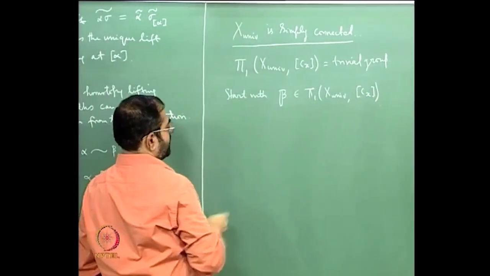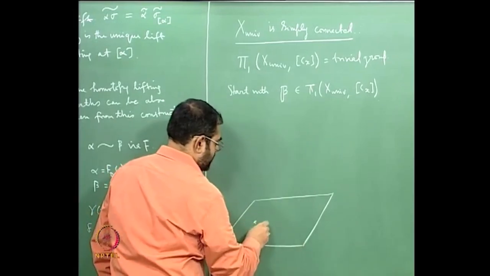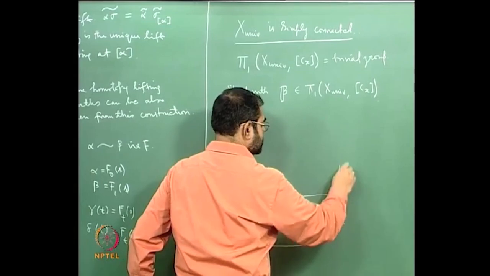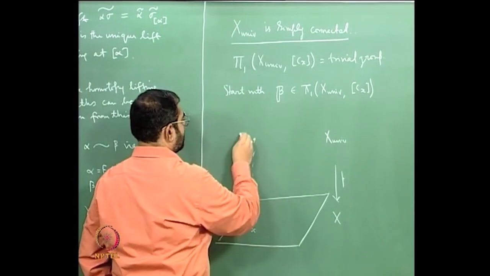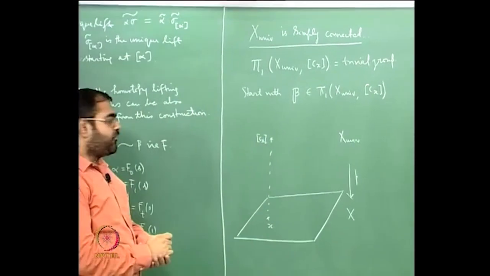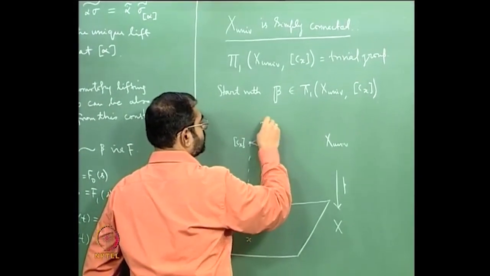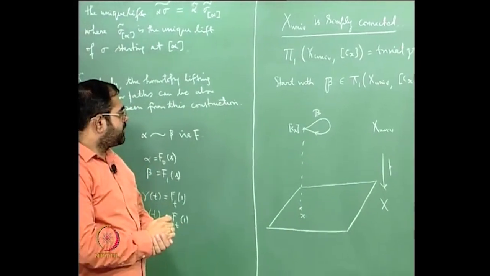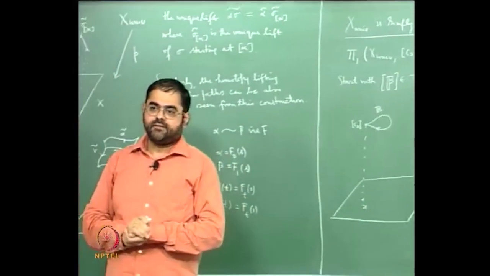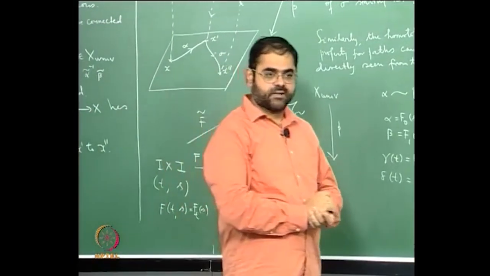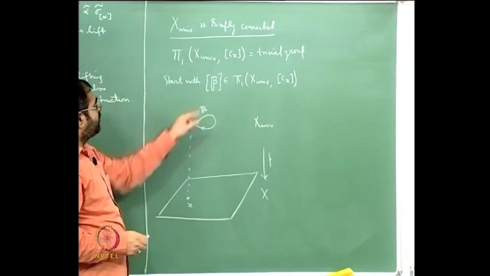So let me draw a diagram again. I have this situation. So here is x in capital X. This is X sub univ, and over the point x in the fiber I have c_x, and what I've done is I have taken a path beta above. Of course I should take, in principle, the homotopy class, because the elements of the fundamental group are FEP homotopy classes. So I'll have to show that this beta is homotopic to the constant path c_x.